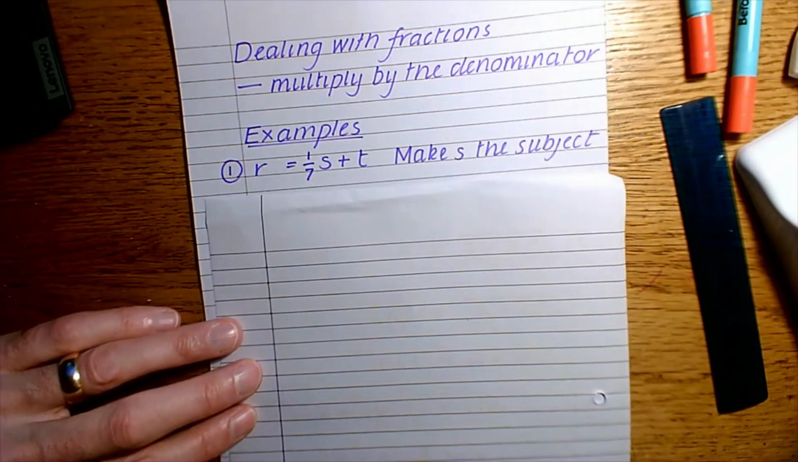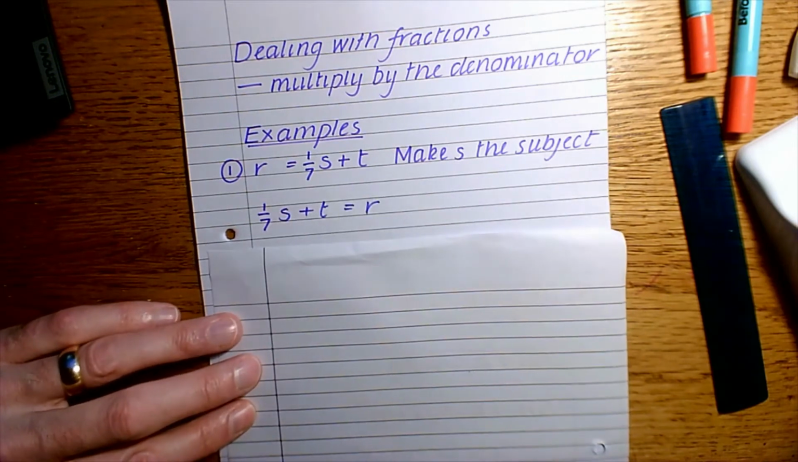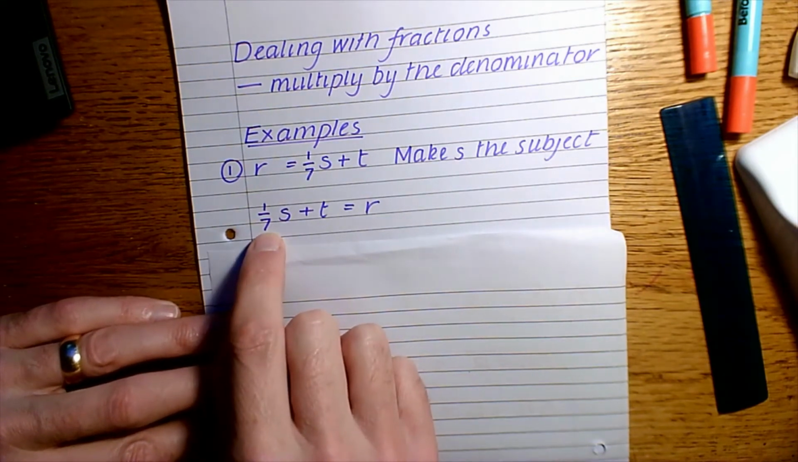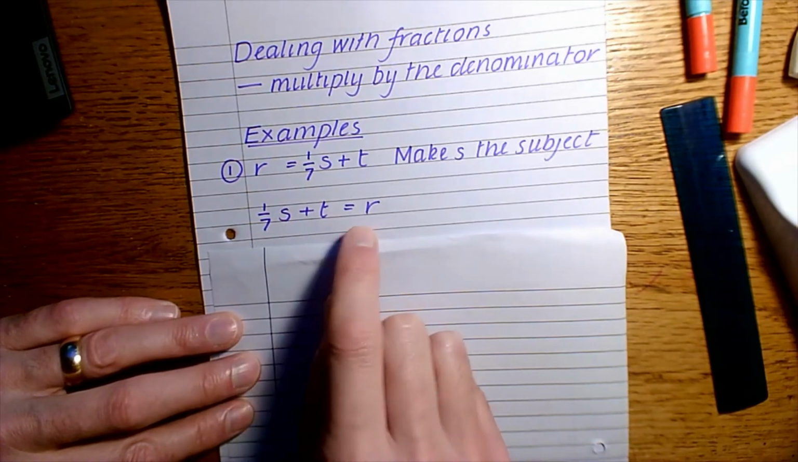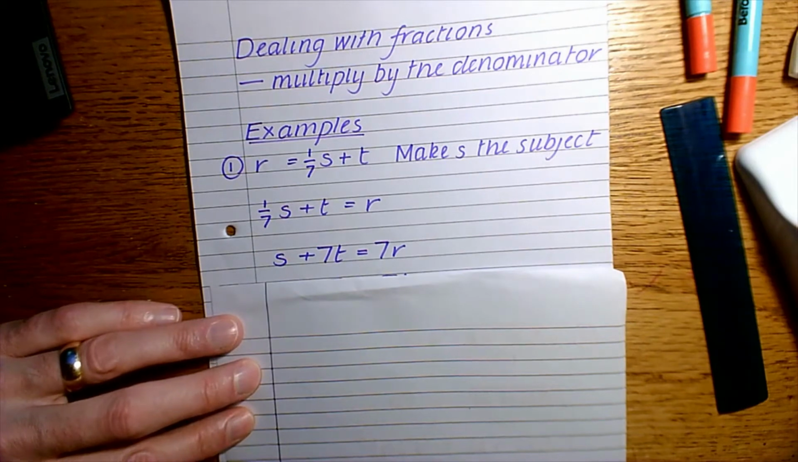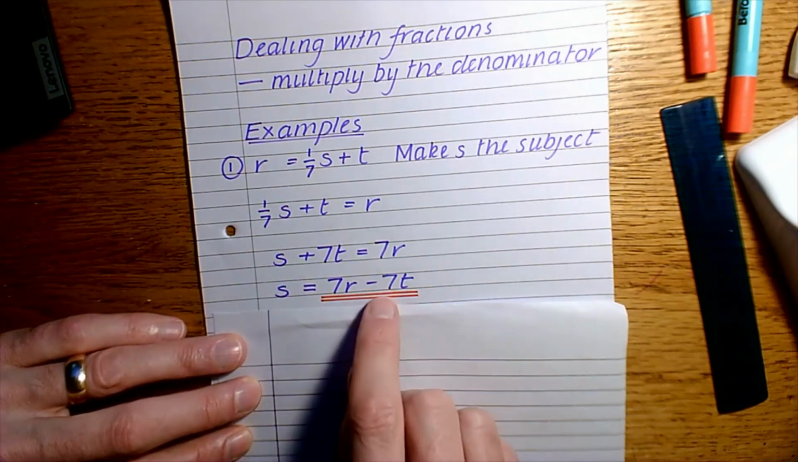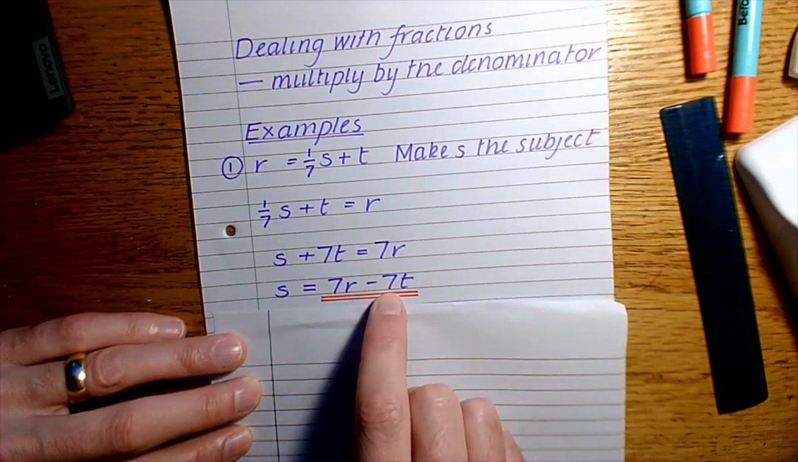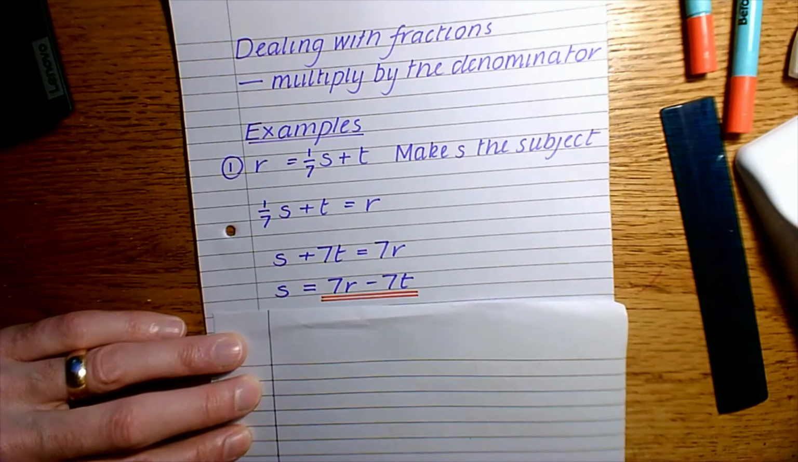Here's an example. It's got 1/7 and we want to make s the subject. So we turn it round to get started. And first it's good to get rid of that 7th. So if we multiply by 7, that'll just be s. But of course that and that have to be multiplied by 7, and this is what we get. So once we've got rid of the fractions, we can move the 7t over here, so it's minus 7t, and that's the first one done.